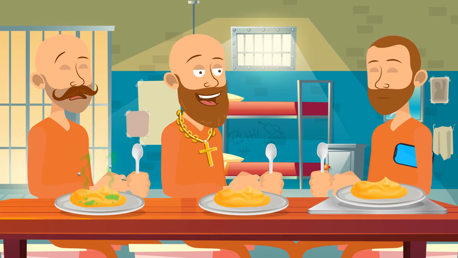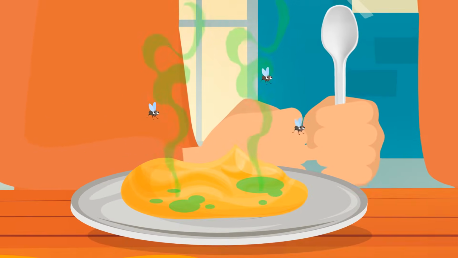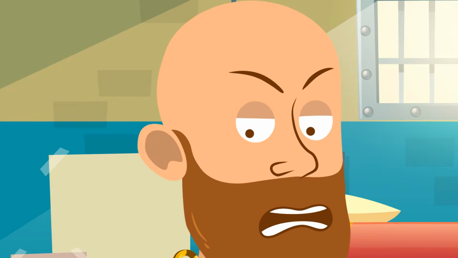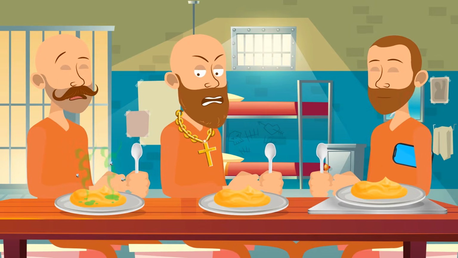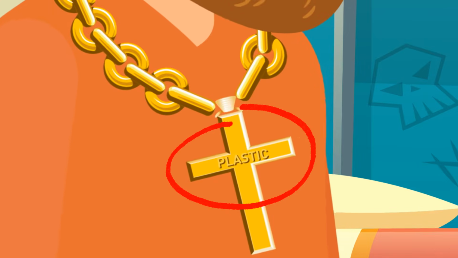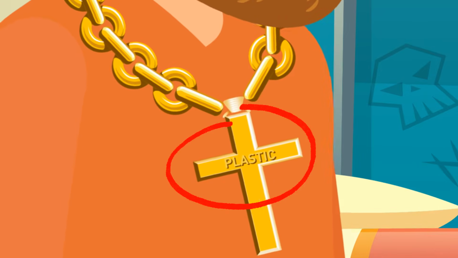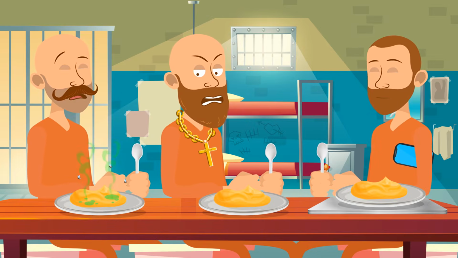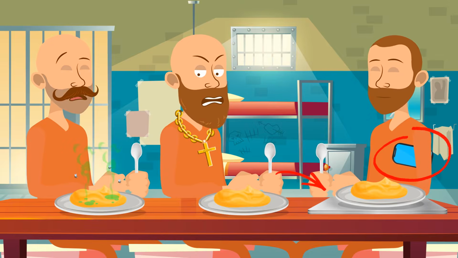Let's see. It can't be the first guy since his food is partially rotten. It looks like the other inmates don't really like him, and he doesn't have a lot of power inside the prison. The second guy, while he looks super wealthy, his jewelry is actually fake. This leaves us with the last guy, and bingo, it's him! Look, he's got a laptop under his plate and a phone under his arm. He's the richest for sure.